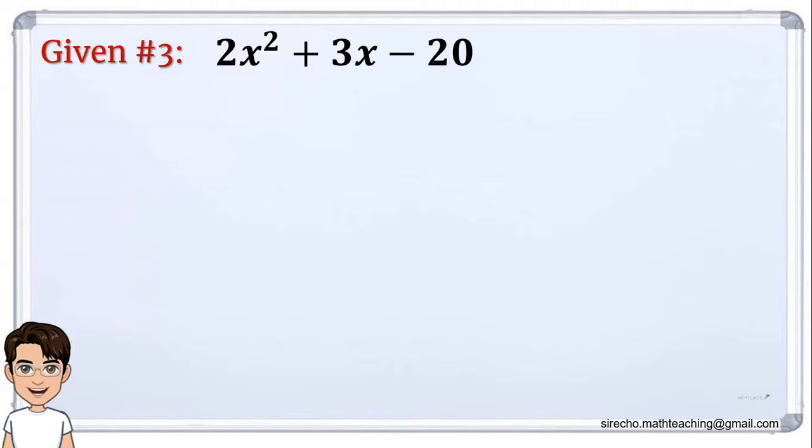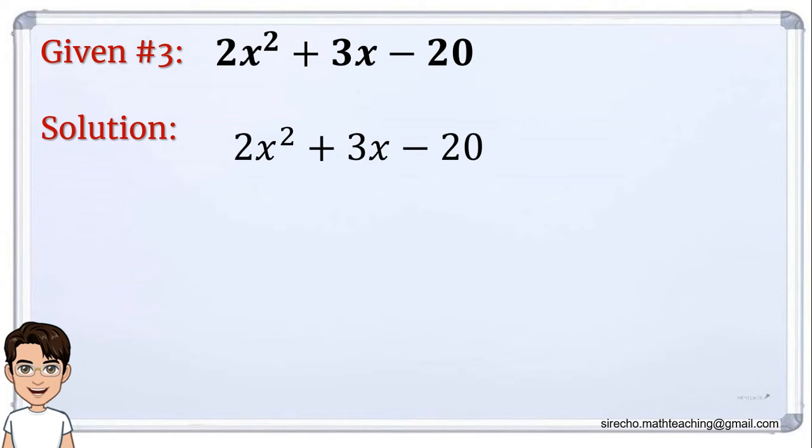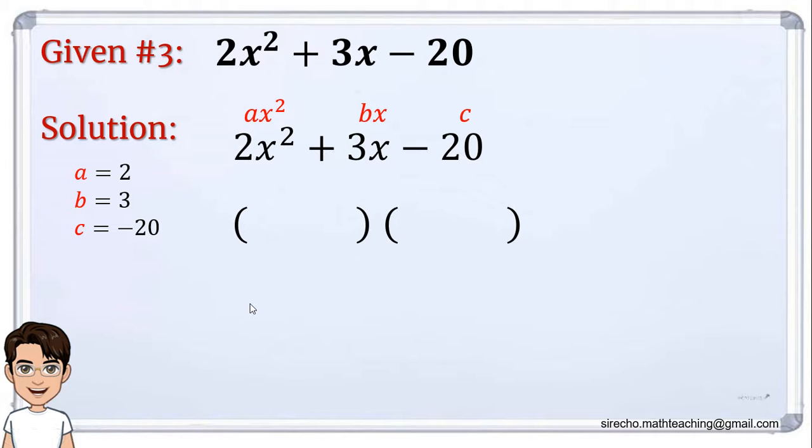Our third example is 2x squared plus 3x minus 20. And again, the first thing that you need to do is to enumerate the values of a, b, c. So what are they? a is equal to 2, that's our leading coefficient here. Then we have 3 for b, and for c, we have negative 20. Now, the next thing that we're going to do is to make our temporary binomial parentheses. So x squared, we need to distribute that as x times x.